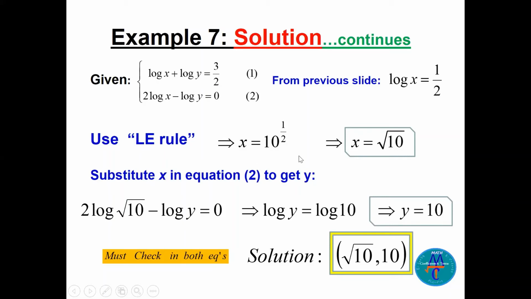Now we substitute x equals square root of 10 in equation 2. So we have 2 log square root of 10 minus log of y is equal to 0. So log of y here, this is 10 to the power half. You bring the half down, so it will be log of 10. Log of y is equal to log of 10, so y will be 10. Because when we have an equation with 2 logs, then the arguments are equal, y is equal to 10. So the solution here is square root of 10 for the x, and for the y it is 10. We must check in both equations, equation 1 and 2.